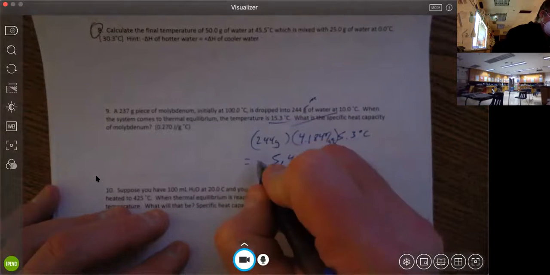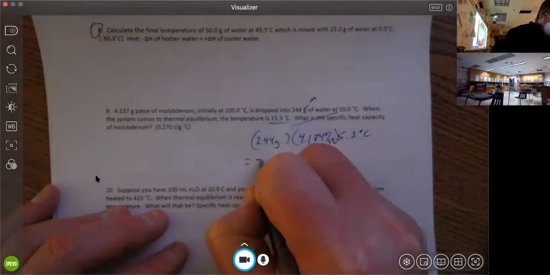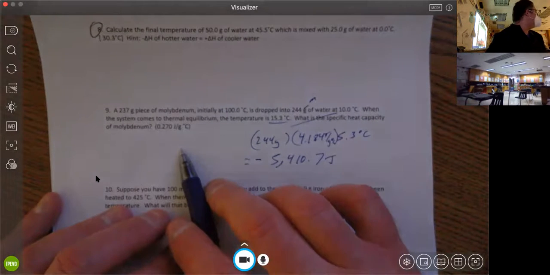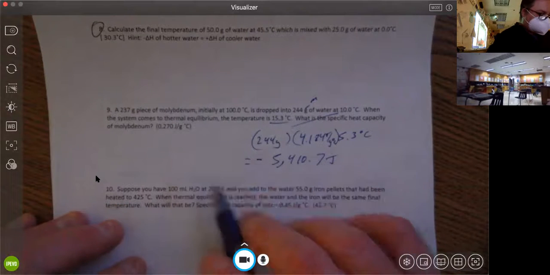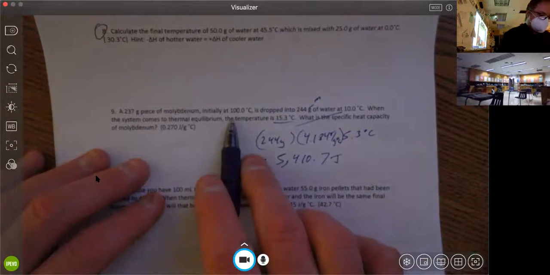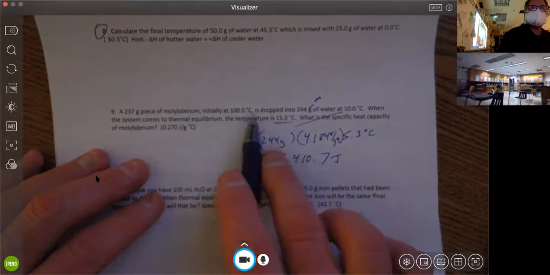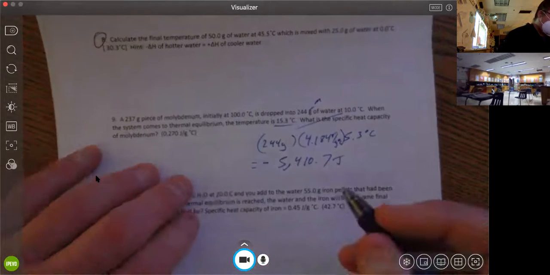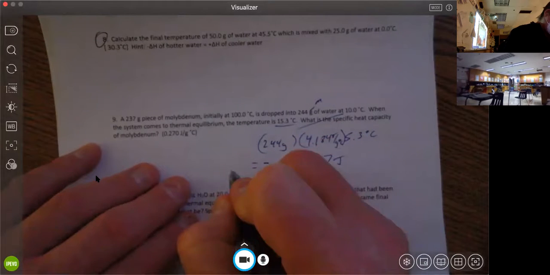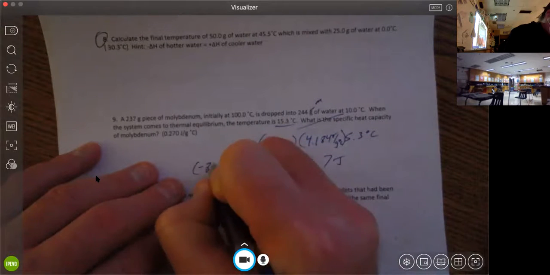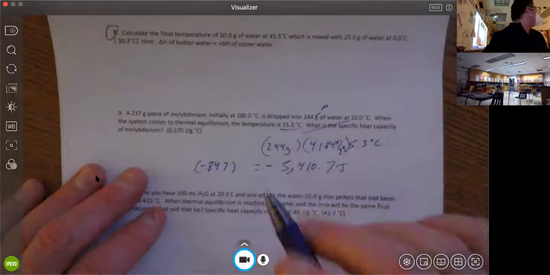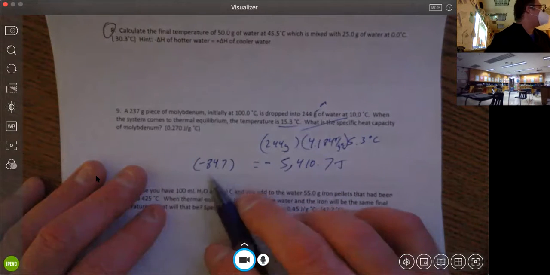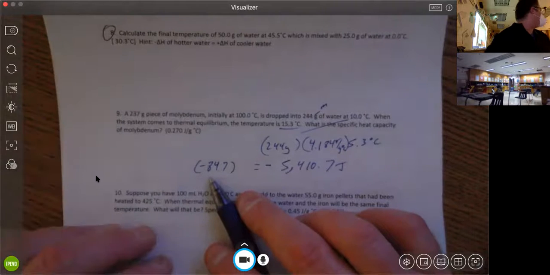So if we want, we can say, okay, that's negative, and we can set that equal to the energy that the molybdenum has lost. So final temperature minus initial, 15.3 minus 100. It's negative 84.7. So if you're questioning that negative sign, why I've done that, it's because this is lost energy. So the final minus initial will be negative there. And then we will cancel that out.